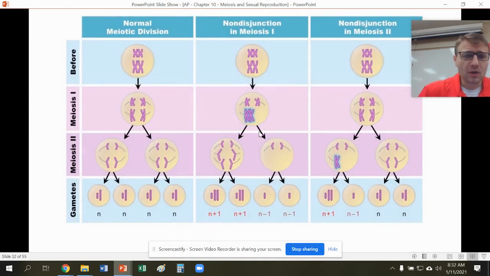So, let me go back. We can see here nondisjunction or normal meiotic division here. You can see that we start out with 4 and we get 2 in each of these. However, nondisjunction occurs when a chromosome won't separate correctly. You can see these cells have one more chromosome and one less chromosome. And this is nondisjunction in meiosis 2, where we're going to get more and less, and then the average number here.